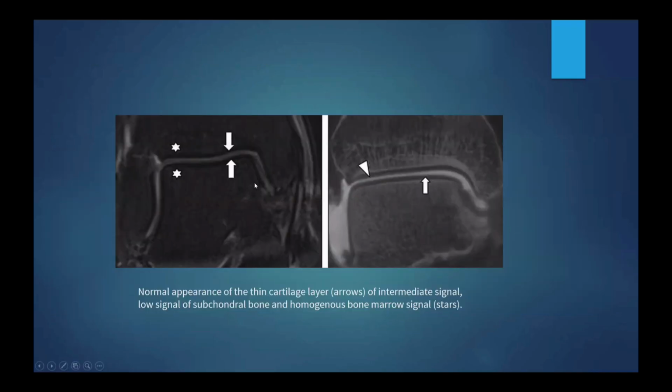This is the normal appearance on the coronal MRI, which demonstrates an intermediate signal intensity representing the cartilage. We should assess it carefully and look for any abnormal discontinuity or flaking. The black or dark signal intensity represents the cortex, and this is the bone marrow.